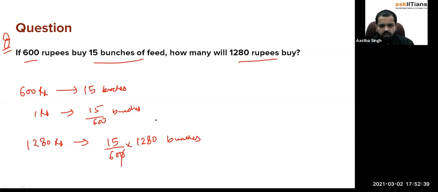So the 0 and 0 will cancel out. The 15 will cancel out 60 into 4 times, and 4 will cancel out 128. How many times? 4 times 12 and 4 times 8. So 1280 rupees will buy how much? 32 bunches.